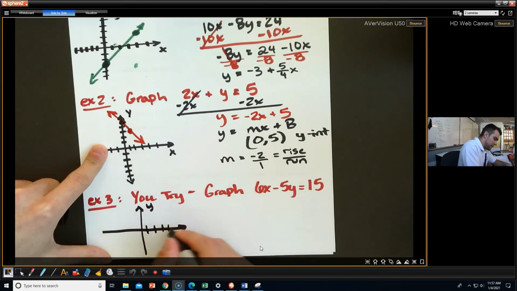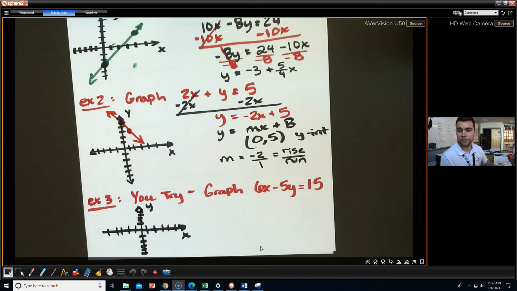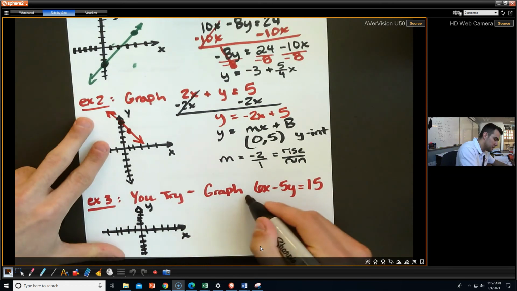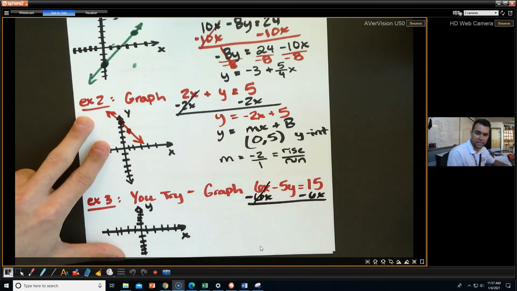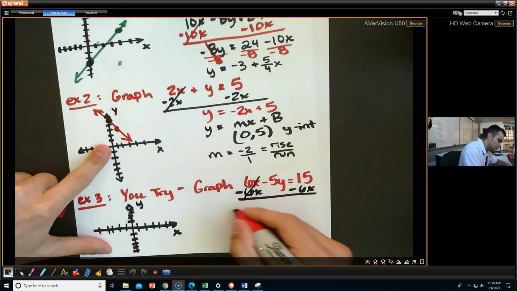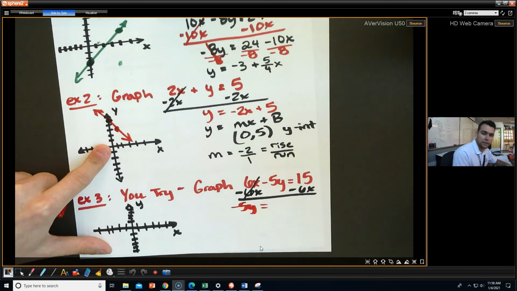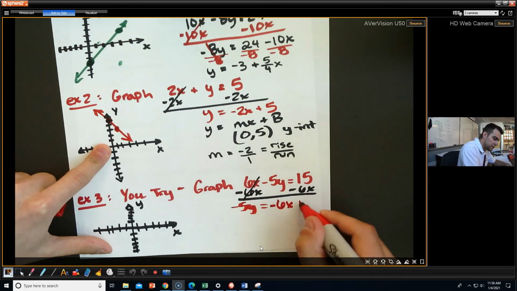So, I'm going to make my coordinate plane because I was slacking. Now I have. We got this one, 6x minus 5y equals 15. You subtract both sides by my ax term, by my 6x. Minus 6x to both sides. Those cancel on the left. I'm left with negative 5y equals, and I'm going to put my x term first, negative 6x plus 15.